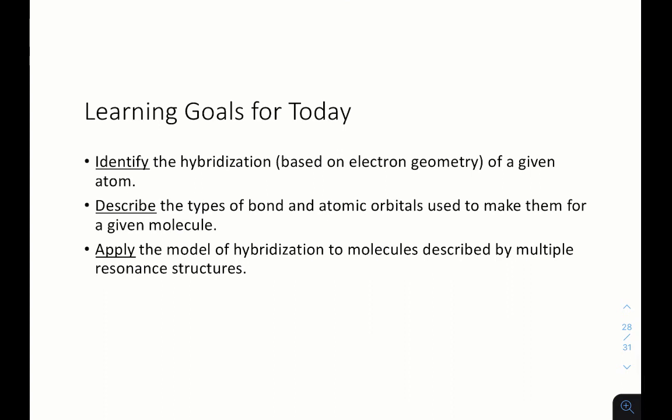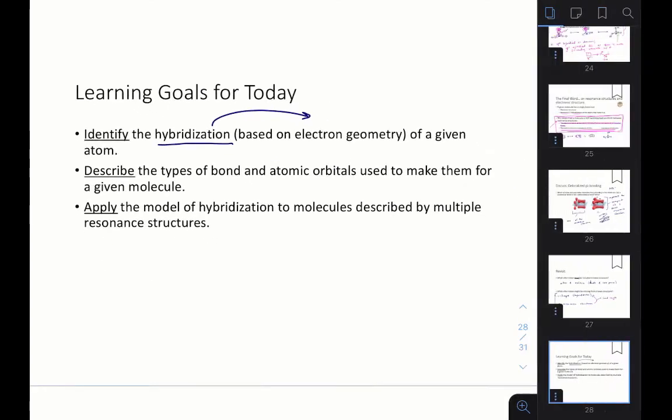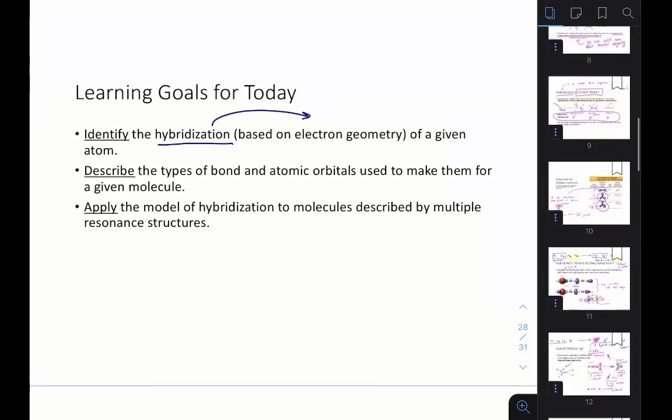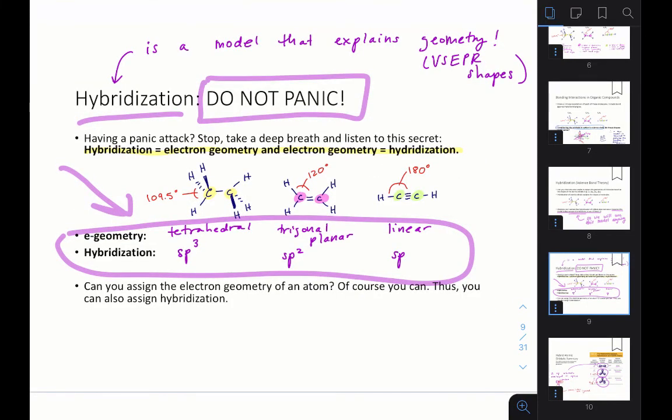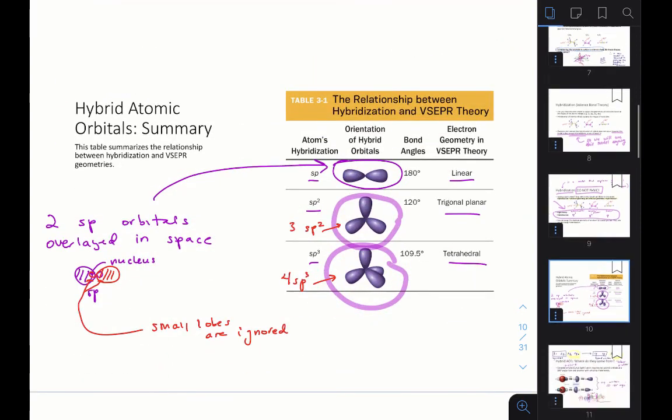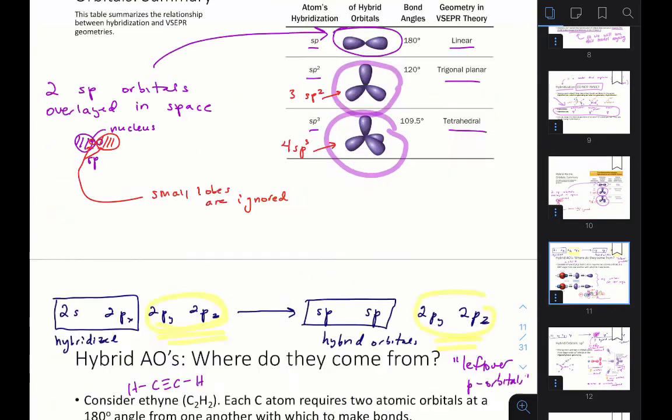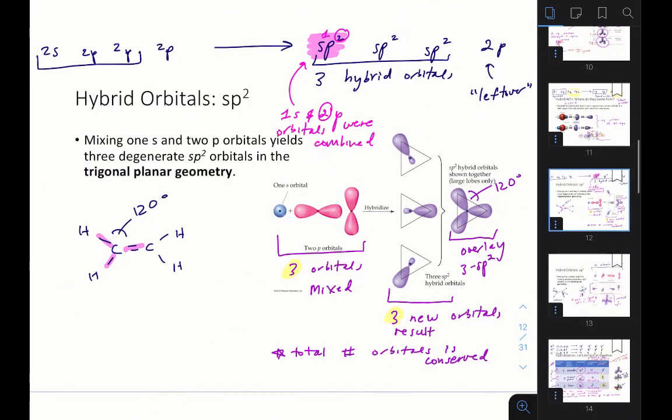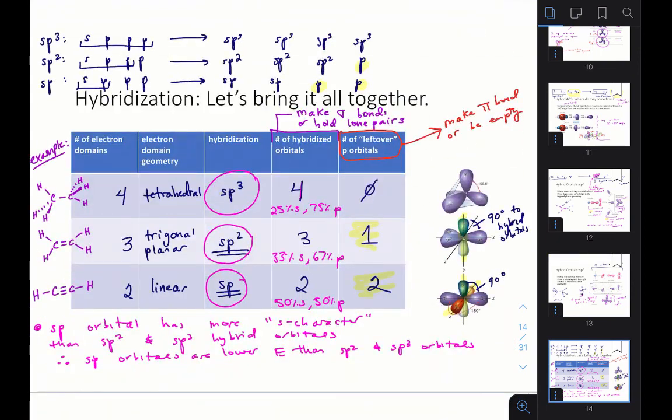Have we met the learning goals for today? Yes. We can identify the hybridization of an atom based on its electron pair geometry. Remember what we said at the very beginning, many minutes ago. Tetrahedral, sp3. Trigonal planar, sp2. Linear, sp. Now, I do hope that you understood what the model of hybridization is and where it came from when I went through these examples. But ultimately, you need to know this master table in order to move on and to describe the bonding that occurs in organic compounds.